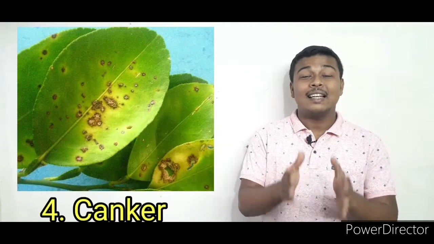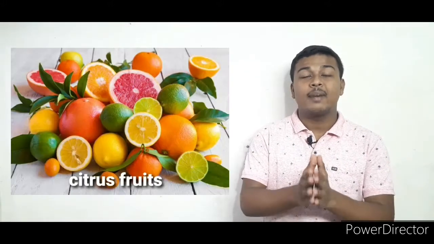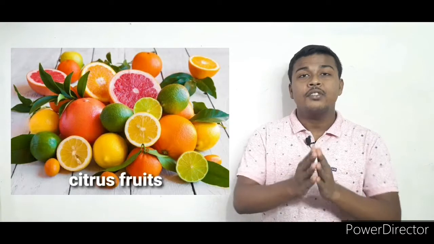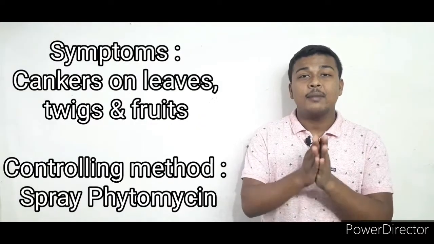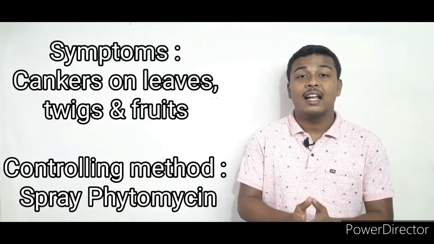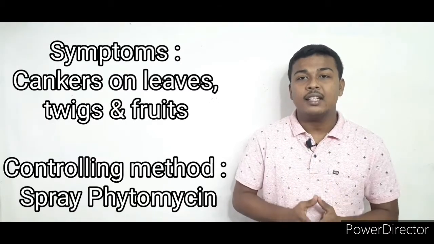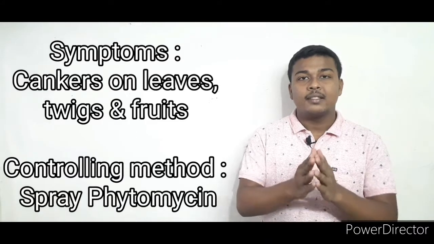The next kind of disease is the canker. Fruit crops affected by this kind of disease is the citrus fruits. The symptom of this disease are cankers can be seen on leaves, twigs as well as the fruits. And to control this, spray Phytomycin.